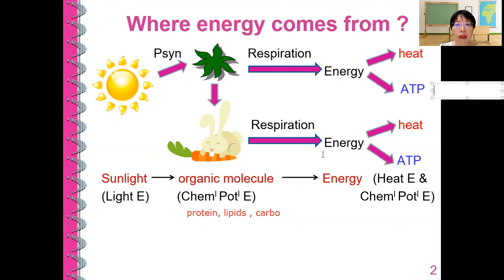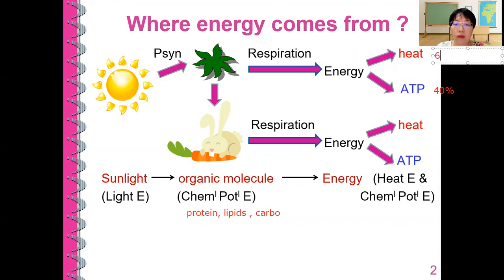Yes, Paywan, you're correct. 40%. Only 40% will form ATP. And then the rest of them, which is 60%, will be released as heat energy. Always remember that. So this is an overview of the energy flow on Earth, okay?